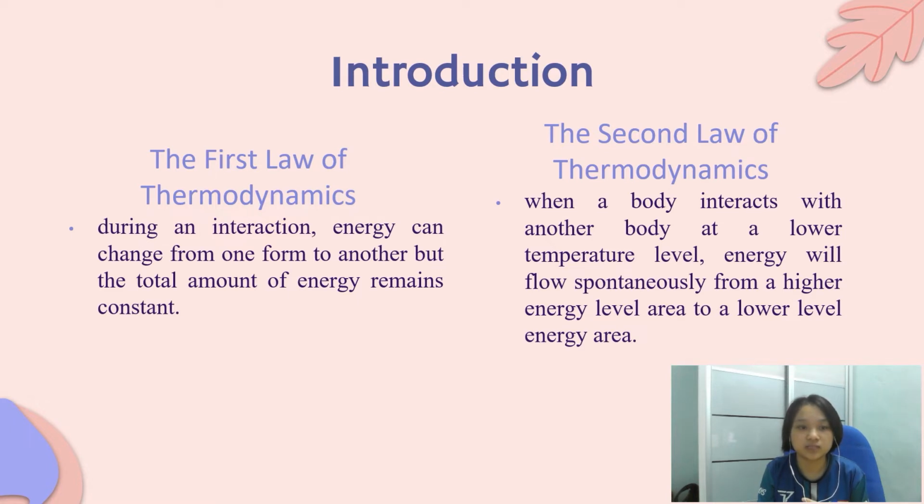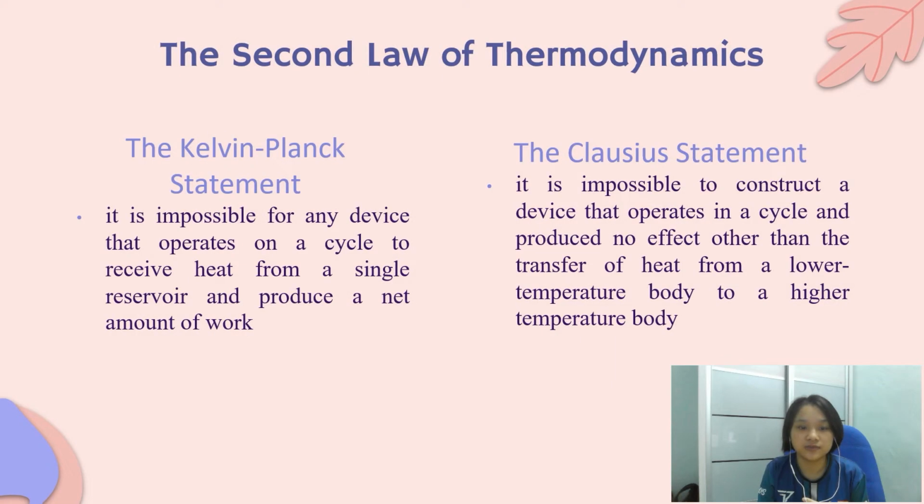This law also gives a picture that the entropy of an isolated system always increases with time. The second law of thermodynamics can be expressed by two statements, that is, the Kelvin-Planck statement and the Clausius statement. The Kelvin-Planck statement stated that it is impossible for a device that operates on a cycle to receive heat from a single reservoir and produce a net amount of work.